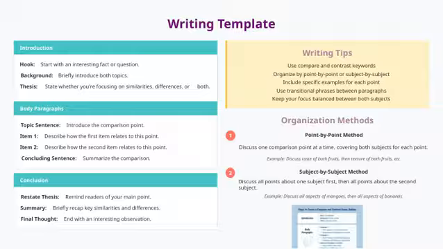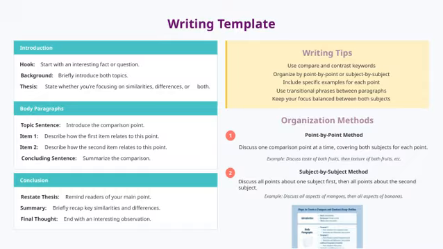Moving into the body paragraphs, each begins with a topic sentence that introduces the comparison point. For each point, we describe how the first item relates, followed by how the second item relates. We then wrap up with a concluding sentence that summarizes the comparison for that point.